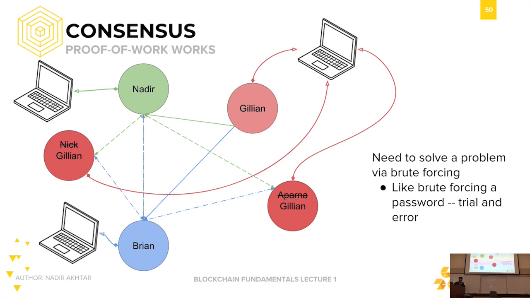So now, in spite of all of the different identities that Gillian tries to create, we are going to be able to limit her to her single set of resources. So in this situation, I have one laptop, Ryan has one laptop, Gillian has one laptop. We are all trying to solve the same problem, a problem that's algorithmically generated, which is like a brute force problem. We don't know the inputs to outputs. We don't know how to guess how we're going to get the right output.